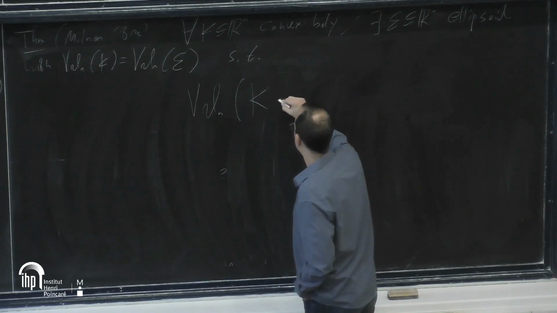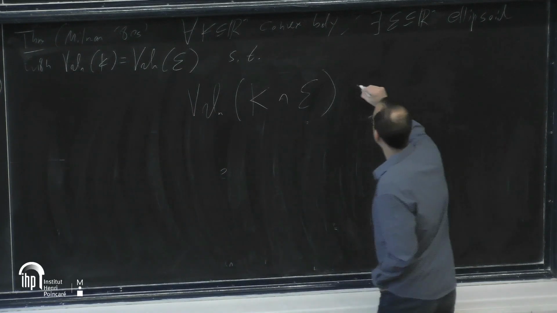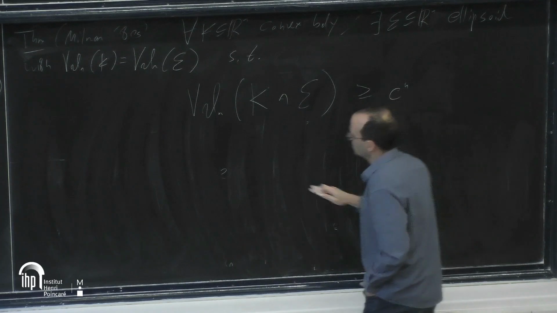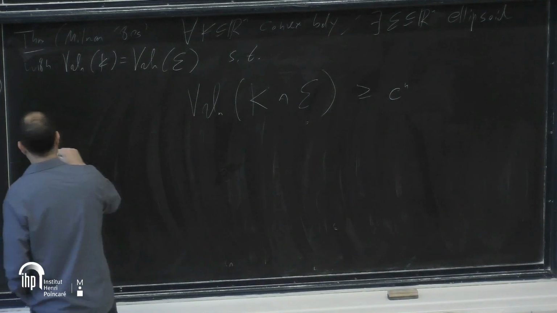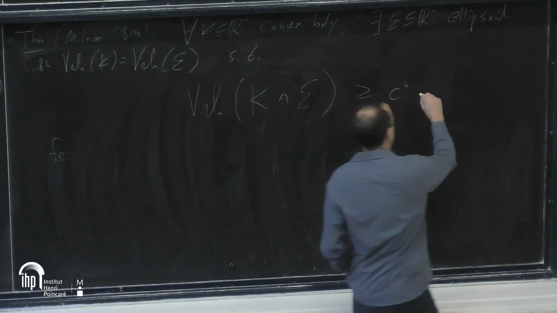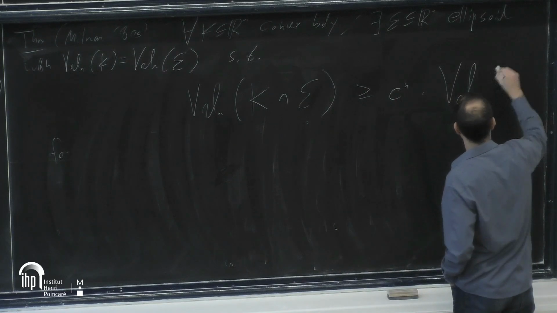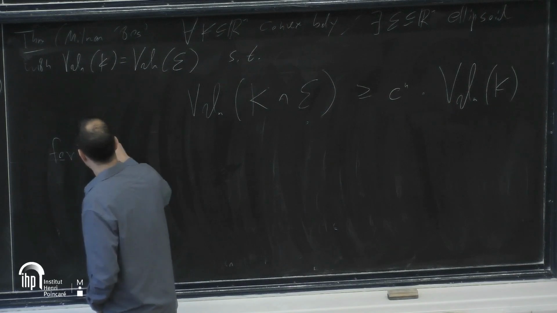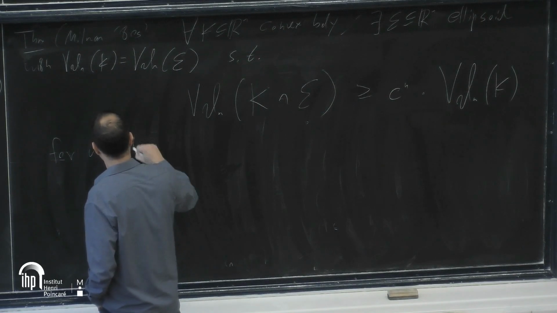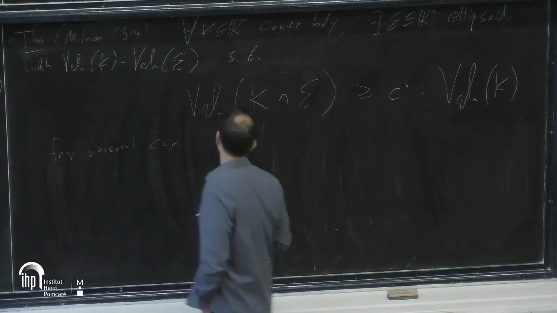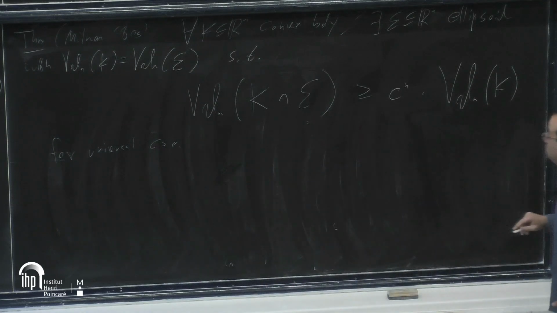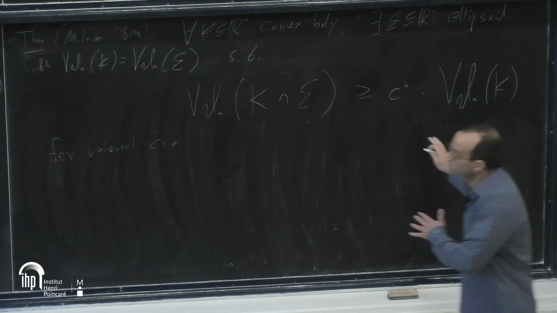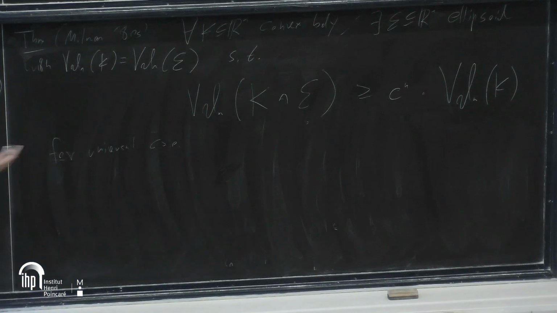actually I don't need to scale. I leave it this way. It is at least C to the n, for a universal constant C, times the volume of K. Okay, this is much weaker here. Here we don't want 2 to the minus n, we want half. But this is already enough for many things.